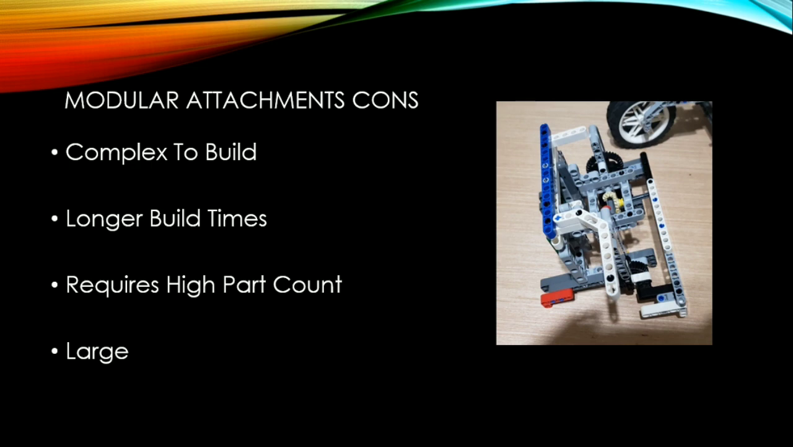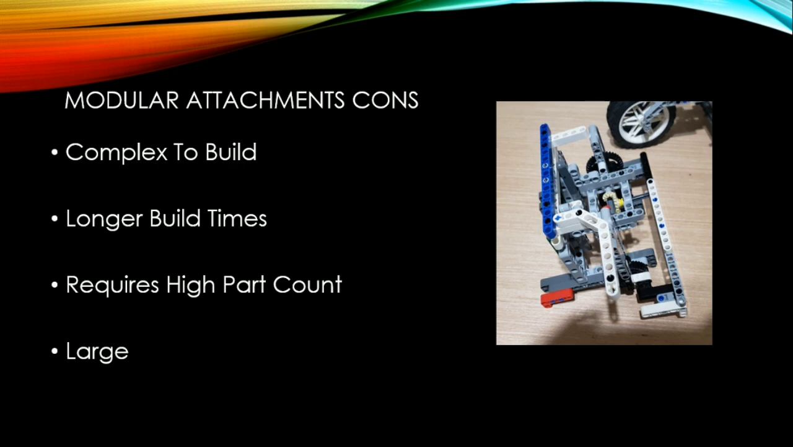So you end up needing probably close to 3 times the amount of parts that you would use to build a regular attachment with the direct connection. And that can be difficult for some teams to acquire those parts. So that's one of the cons to modular attachments.